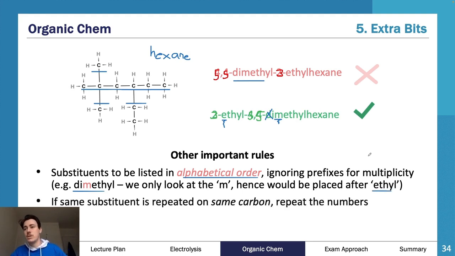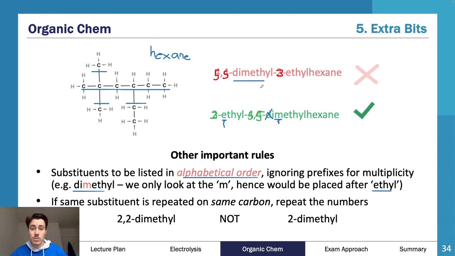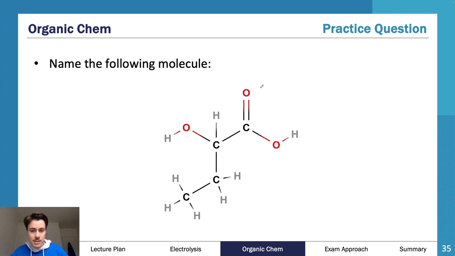If the same substituent is repeated on the same carbon, repeat the number. So as you can see there, 5, 5. Don't write 2-dimethyl, write 2,2-dimethyl, or as you can see here, 5,5-dimethyl. Really important.